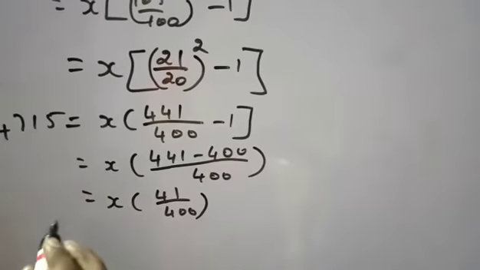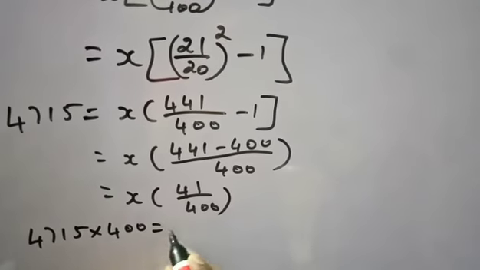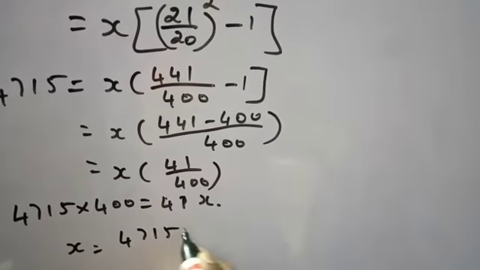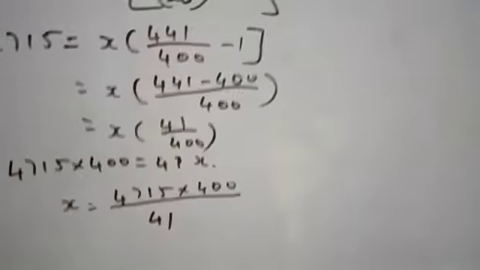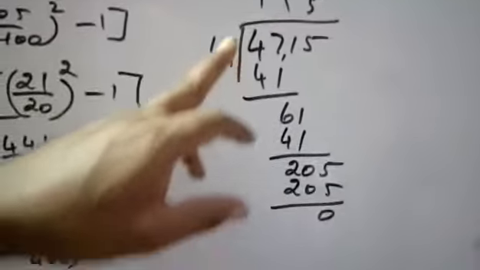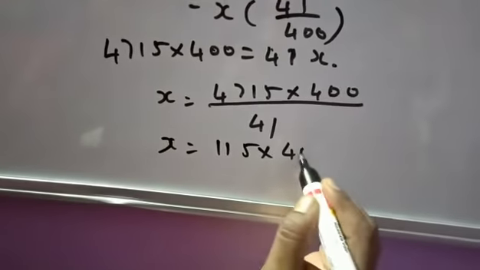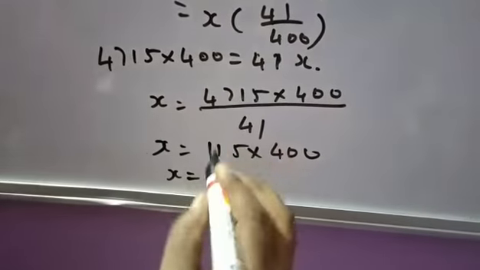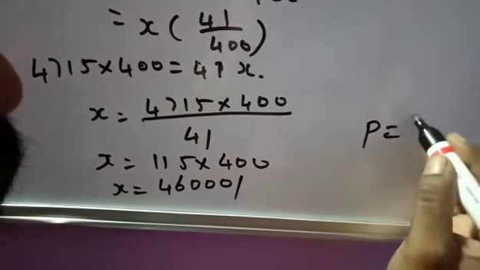So now we can apply cross multiply. 4715 into 400 equal to 41x. So x equal to 4715 into 400 divided by 41. We can divide 4715 by 41. So it's a calculation. So we will get 115. So x equal to 115 into 400. So x equal to 46,000. This is principal. So P equal to 46,000.